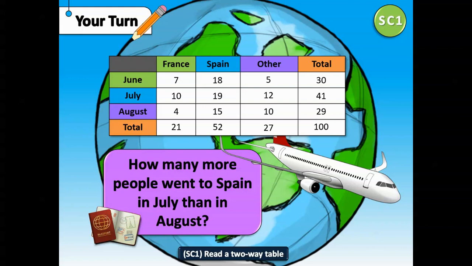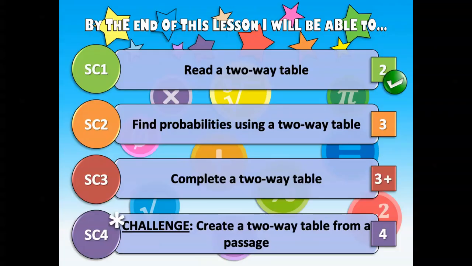Here's another question for you to have a go at. How many more people went to Spain in July than in August? 19 went to Spain in July and 15 went to Spain in August. So that's a difference of 4. And now we've completed success criteria 1.